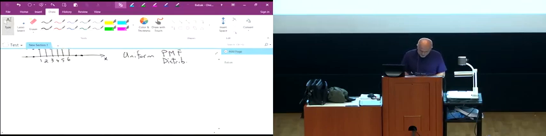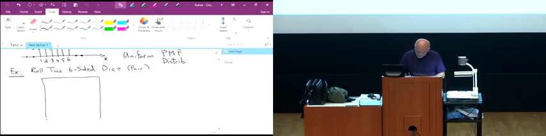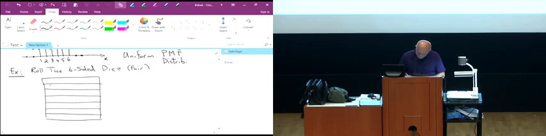Now let's spice it up a bit and say I roll 2 fair six-sided dice. So we know how to draw the sample space for that. I haven't defined the random variable that I'm interested in. 1, 2, 3, 4, 5, 6, in each direction.